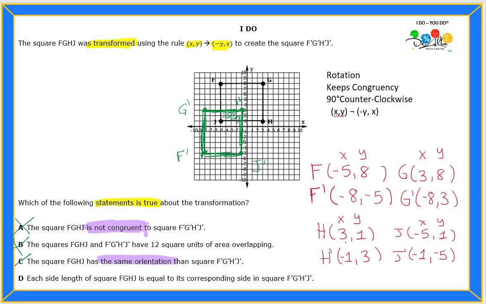Okay? And the last one says each side length of square FGHJ is equal to the corresponding sides of my prime. And that is completely true. That would never change because we keep congruency, guys. Okay? So the answer is letter D for that one.